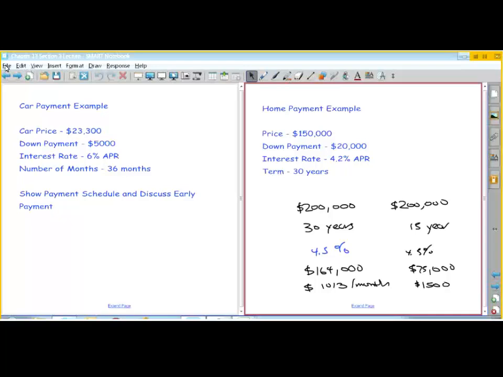So what we'll talk about next time is we will talk more specifically about the different types of investments that you can make, and then we'll talk about IRAs and 401ks and the advantages and disadvantages of those investment strategies.